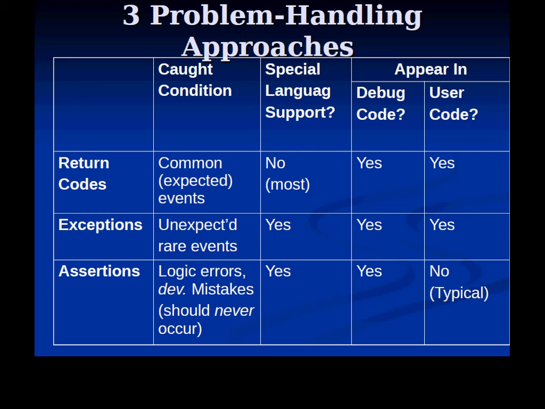And broadly speaking, assertions here catch logical errors, development mistakes, things that should never occur. They're assumptions on which you've based your code, and you want to know if they fail as early as possible. They are supported by languages. They're built-in keywords, for example, in Java. And many times they're stripped out of the final code. By stripped out, I don't mean they're literally removed from the code. What I mean is that the compiler can be told to ignore them.